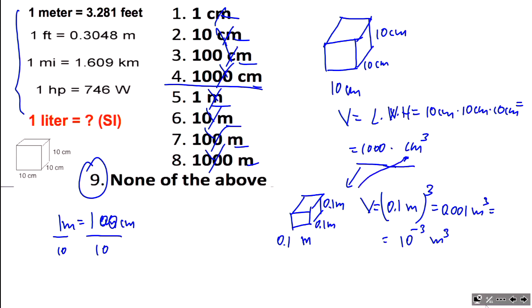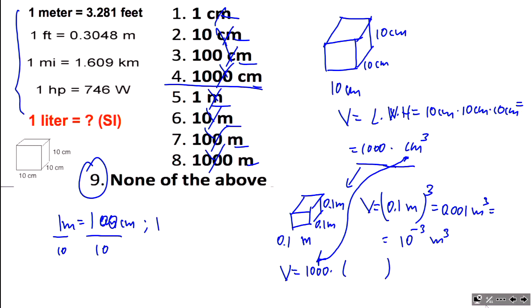So, same volume. It is the same volume. It is 1,000 cubic centimeters. But again, now we can use a conversion factor between centimeters and meters. 1 centimeter is what part of a meter?